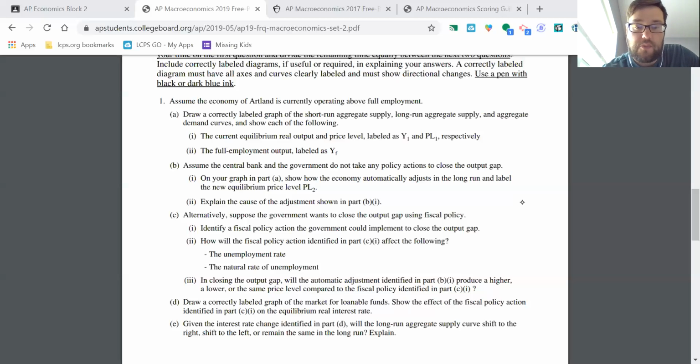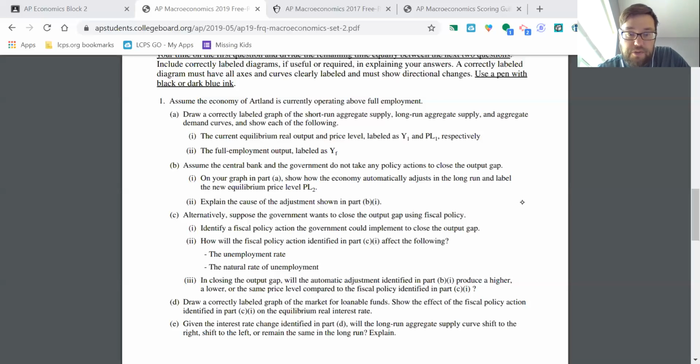Now, move to the second part here. What happens to the NRU? Well, the NRU is represented by our output level at that full employment level, right? So the long run aggregate supply curve, which is not changing. So the NRU in this case does not change. That remains the same, not affected by fiscal policy at all.